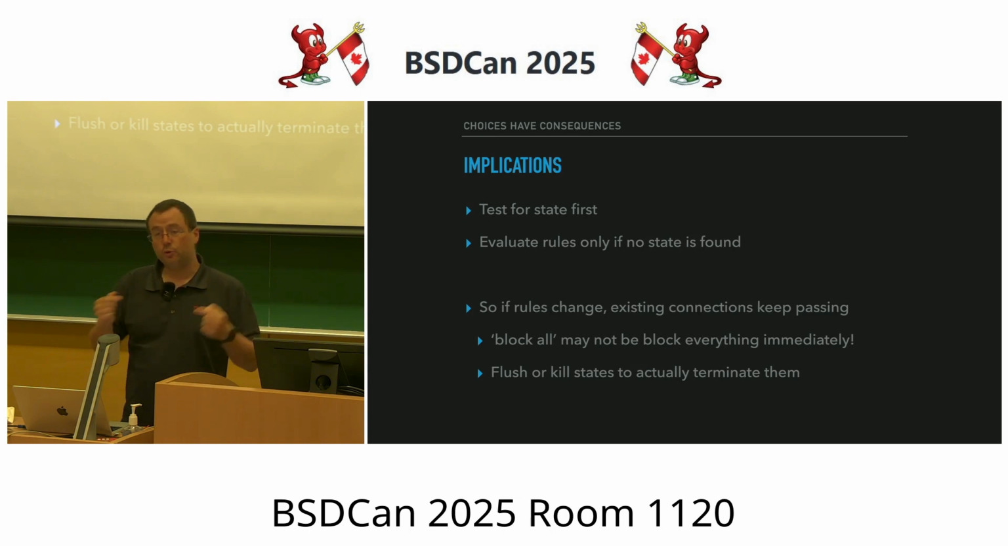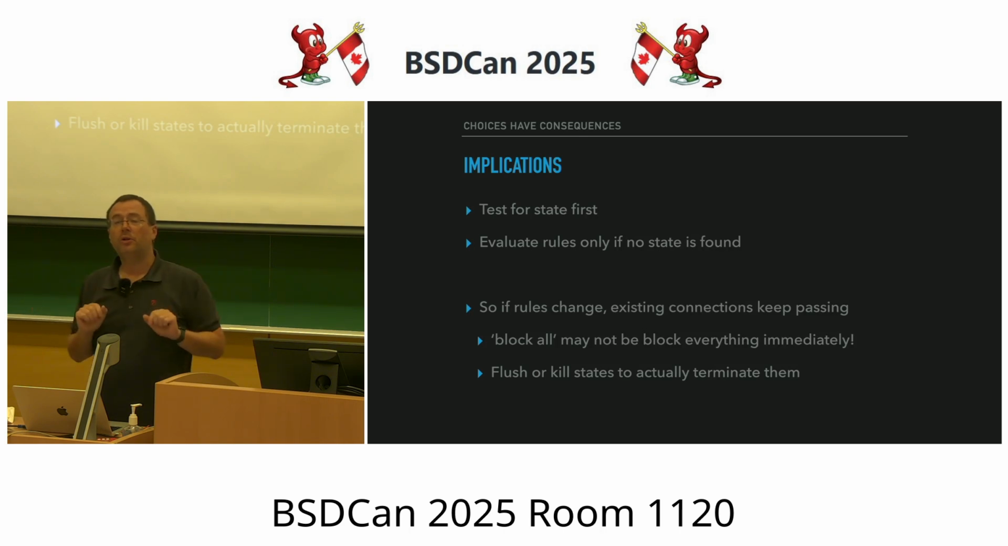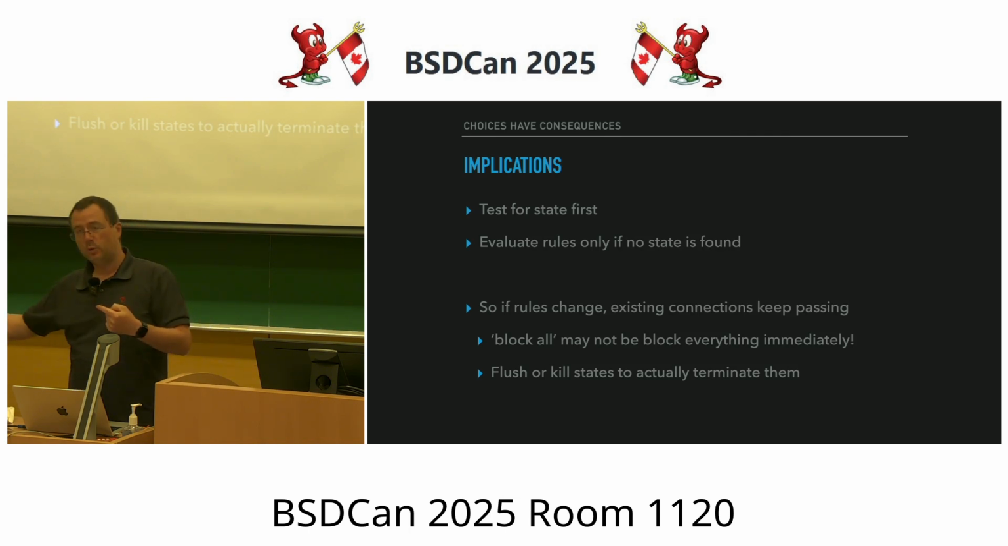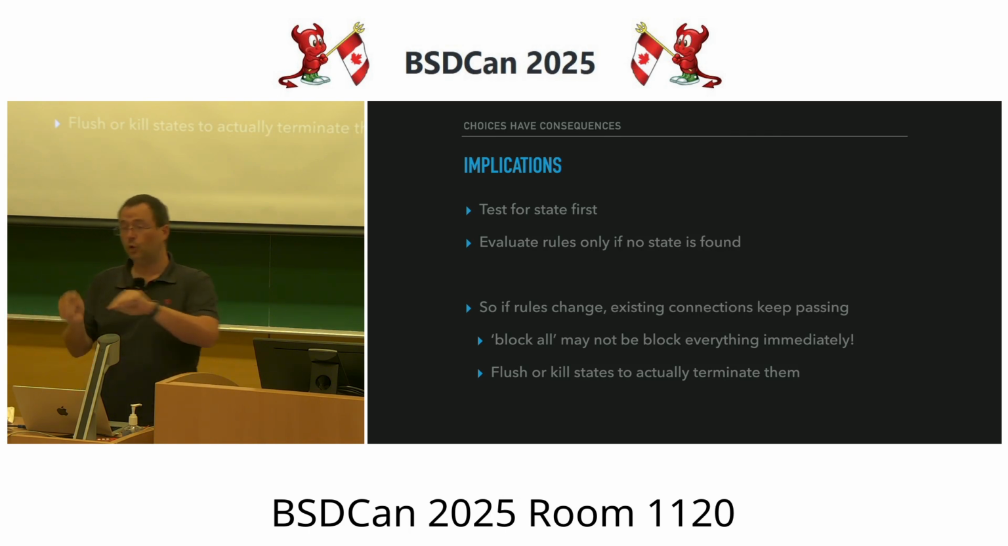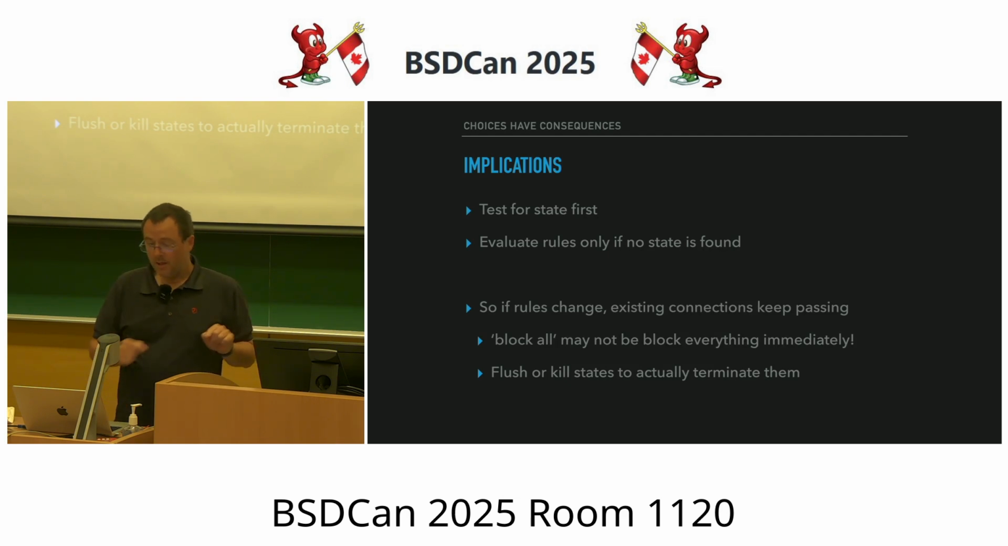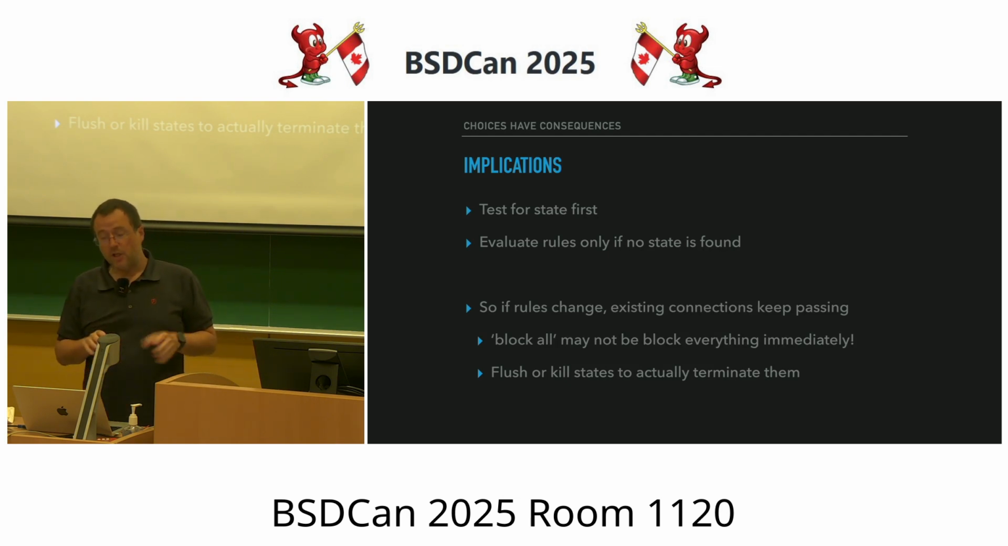So if you change the rules, say that you had a pass all policy, we set up a whole bunch of connections and then you apply new rules, you say block all, your existing connections will continue to function. Because the packet will come in, we'll do a state lookup, we'll find the existing state that says, yes, this packet is allowed, we'll apply that, and we'll just continue. We will never go look at the new block all rule. So if you want that behavior, you have to flush all of the existing states when you set new rules.